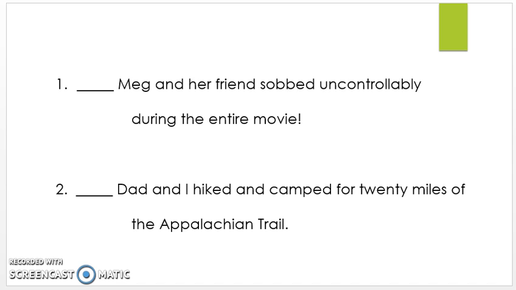All right, our first sentence, let's read it together. Meg and her friend sobbed uncontrollably during the entire movie. Oh my goodness, I wonder what the movie was about. All right, so let's classify this sentence together.